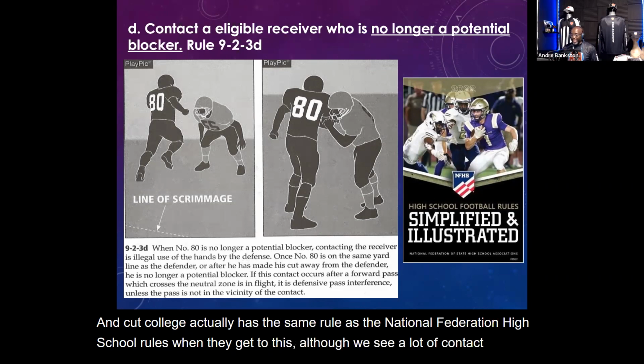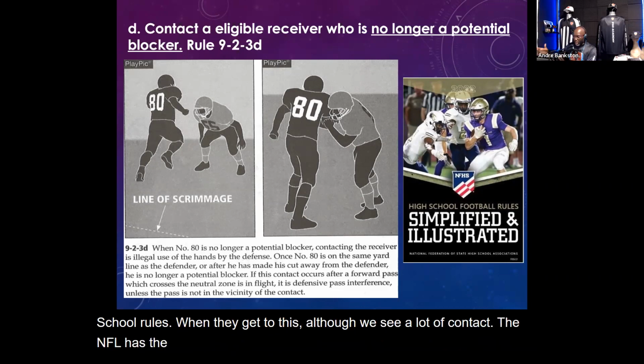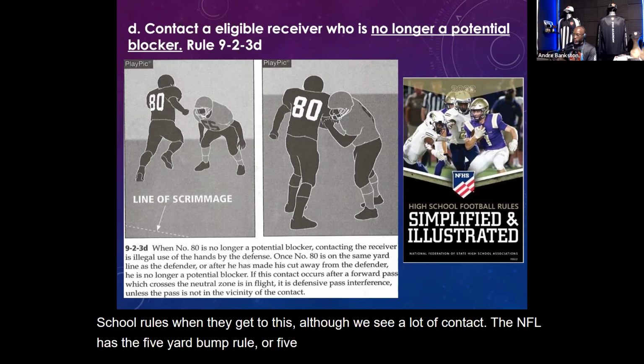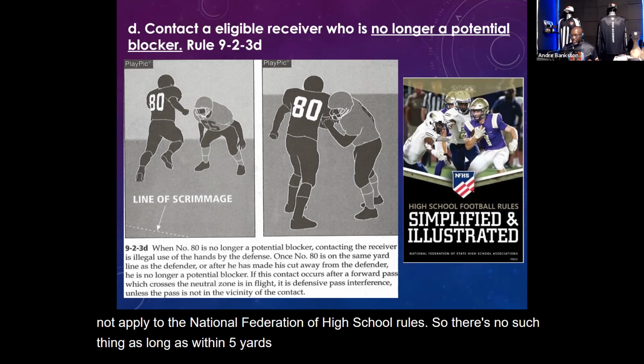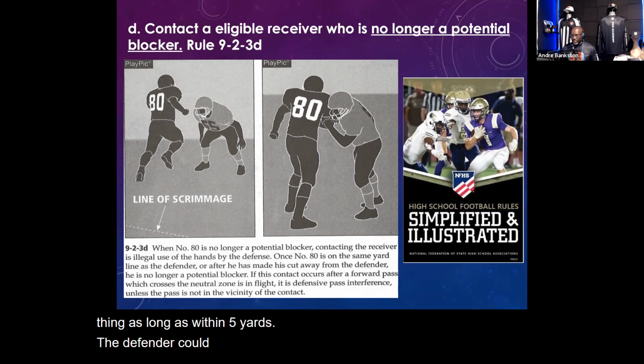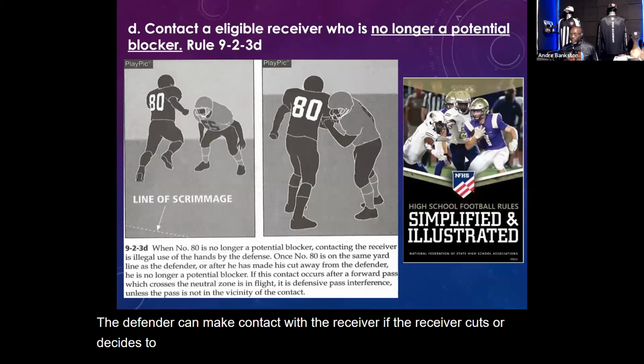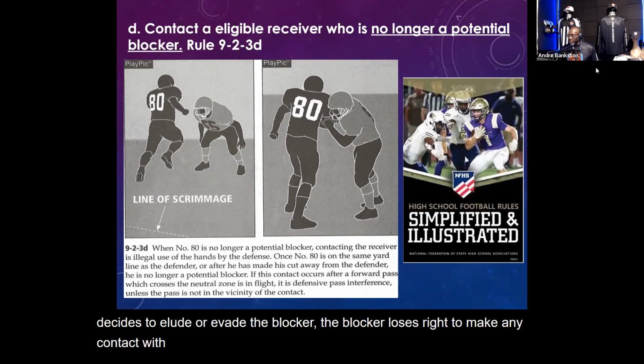The NFL has the 5-yard bump rule or 5-yard contact rule. And again, that rule does not apply to the National Federation of High School Rules. So there's no such thing as, as long as within 5 yards, the defender can make contact with the receiver. If the receiver cuts or decides to elude or evade the blocker, the defender loses the right to make any contact with the potential receiver.